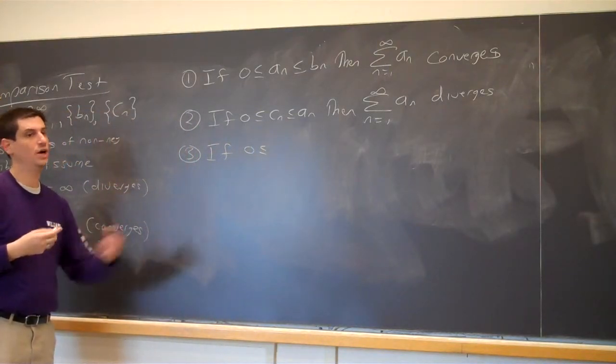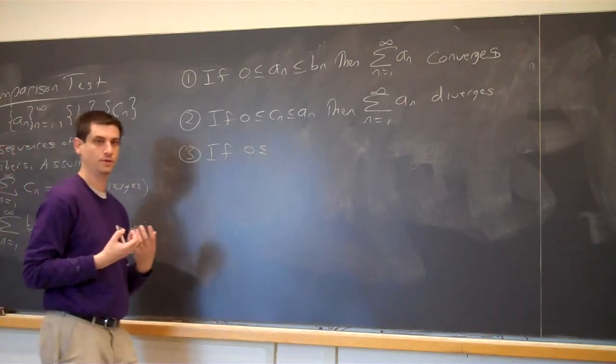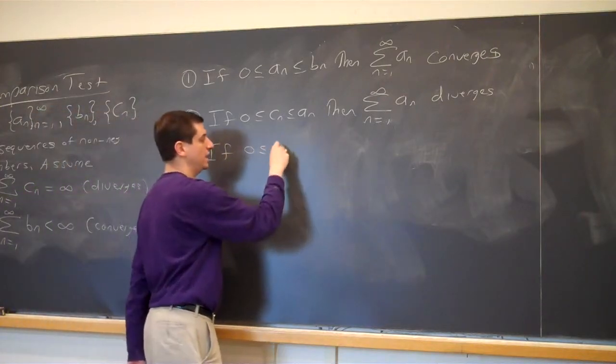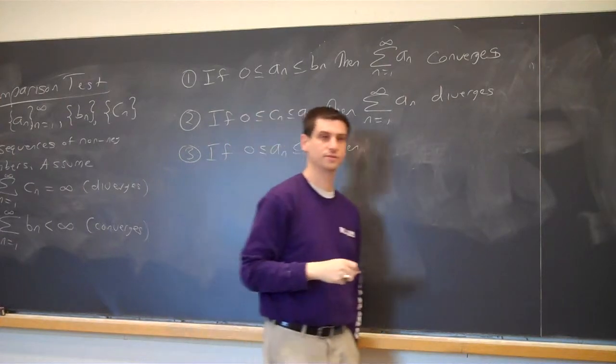Bn and Cn, well, Bn and Cn I don't really care about because they're fixed things that are known. An and Cn. So if I have 0 less than or equal to An less than or equal to Cn, then what can I deduce?